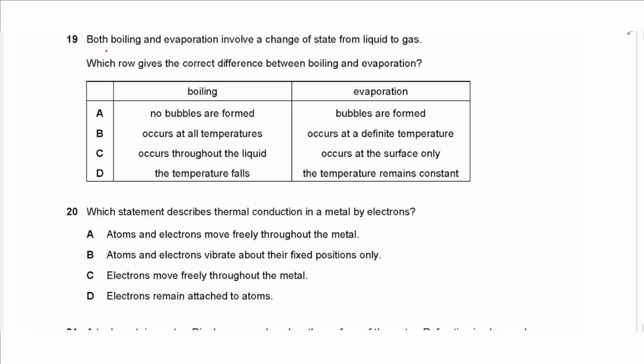Question 19 says both boiling and evaporation involve a change in state from liquid to gas. Which row gives the correct difference between boiling and evaporation? For boiling, no bubbles are formed. No, there are bubbles. Occurs at all temperatures. No, at a fixed temperature. Occurs through the liquid. Yes. The temperature falls. No. For evaporation, bubbles are formed. No. Occurs at a definite temperature. No. At any temperature. Occurs at the surface. Yes. The temperature remains constant. No, it decreases. So the answer is C.